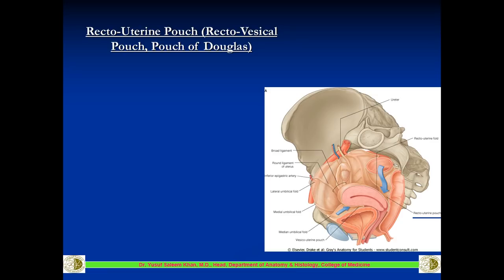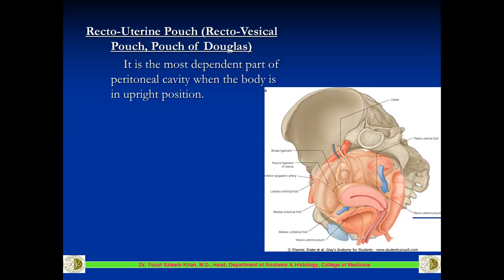Now coming to one more important pouch. This is called the rectouterine pouch, or it is also called the pouch of Douglas. In case of male, this is called the rectovesical, because there is no uterus in case of male, so it cannot be rectouterine, so it will be called rectovesical. So this pouch of Douglas is the most dependent part when the person stands in erect position.